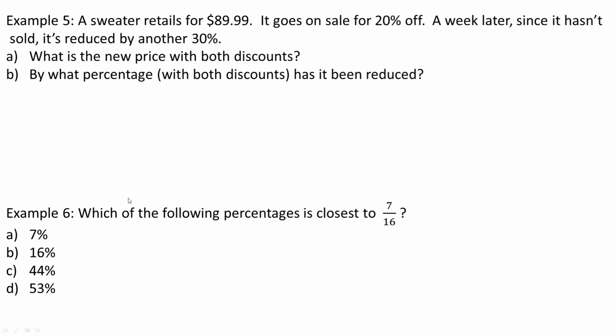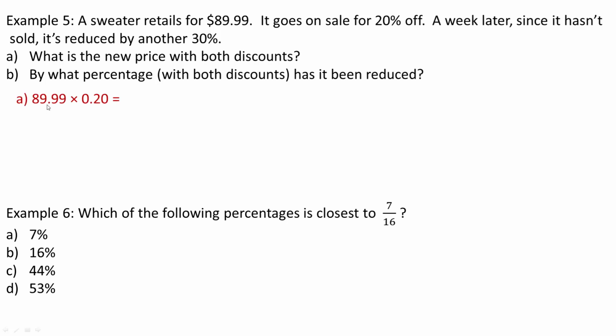Example 5, a sweater retails for $89.99. It goes on sale for 20% off, and a week later, since it hasn't sold, which stores often do, it's reduced by another 30%. So the question, what's the new price with both discounts? I'm going to show you a pretty normal way to do this, and I'm going to show you another way. If you have access to a calculator, you can do this, which is quicker than the normal method.